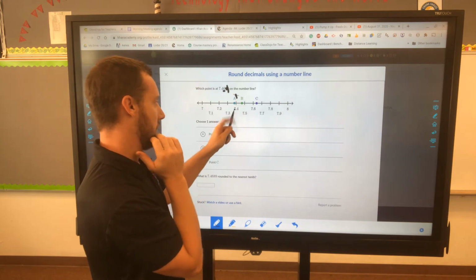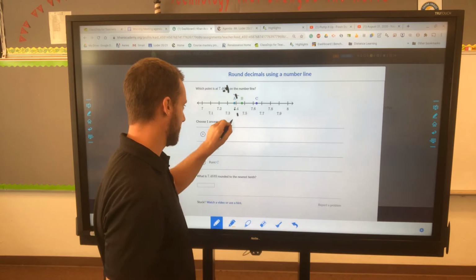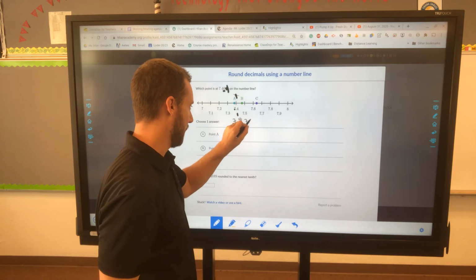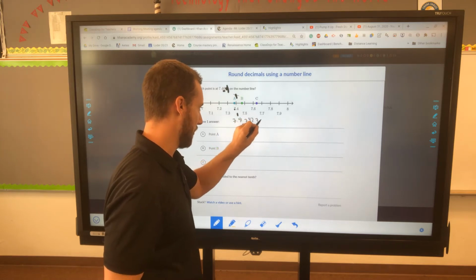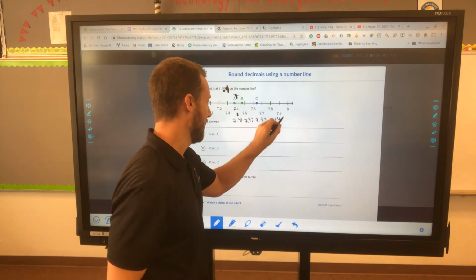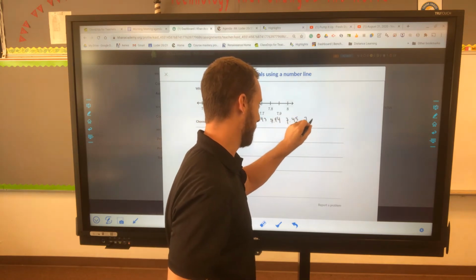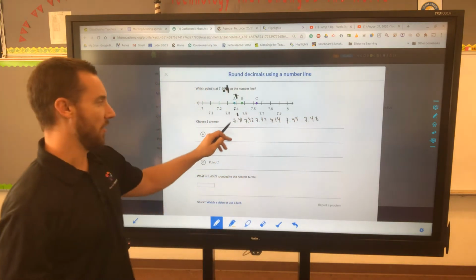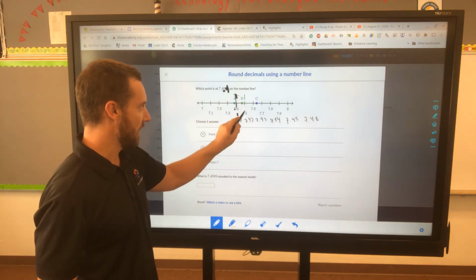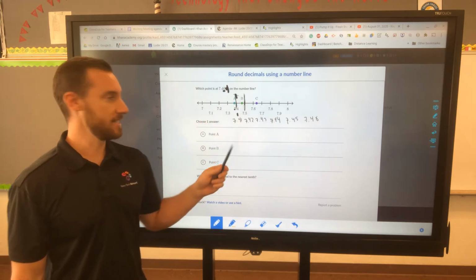So let's write it down. And I need something thinner. 7.41, 7.42, 7.43, 7.44, 7.45, and 7.46, right? And we know all these guys live right between here and here. So we need to find out where 7.46 is.